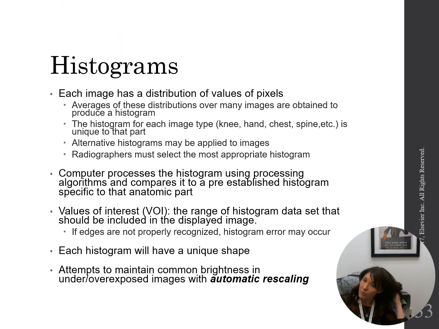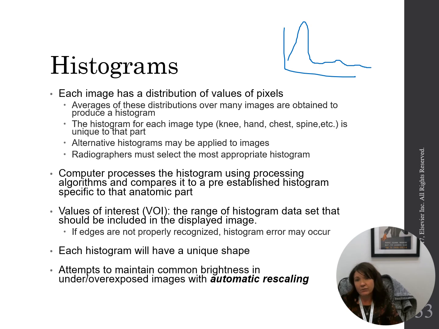Okay, so that's the basics of our histograms. We know that each individual image is going to have a slightly different histogram because each patient is going to have slightly different attenuation qualities, and our technique's not always going to be exactly the same, and there's a multitude of factors that could affect a histogram. So each image has its own distribution of values of pixels, meaning that some may have a whole lot of brights, some may have very few grays and very few blacks. Others may be completely opposite, very few brights, a whole lot of grays, a whole lot of blacks. Every one of them is going to be different.